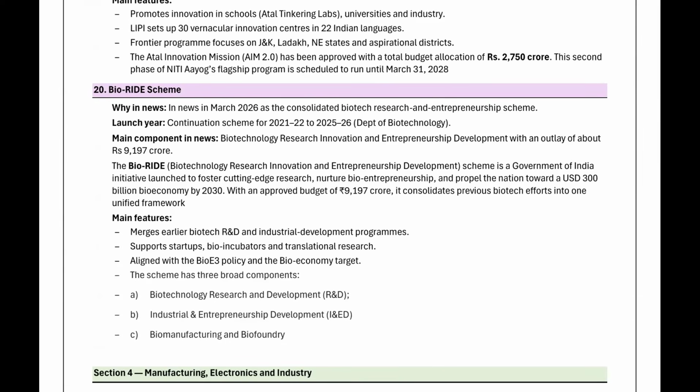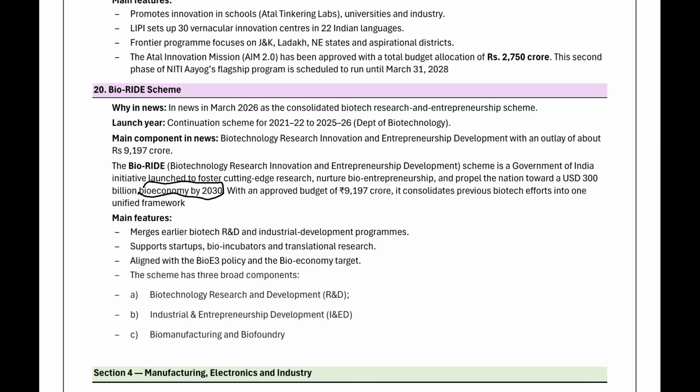Please try to understand, it is under the Department of Biotechnology. The key points: it is providing biotechnology innovation, startup support, bio incubators, translational research. Are you getting my point? The exam word is bioeconomic mission, and the memory trick is Startup India for biotechnology. Nothing much. You should remember that it is bioeconomy by 2030.